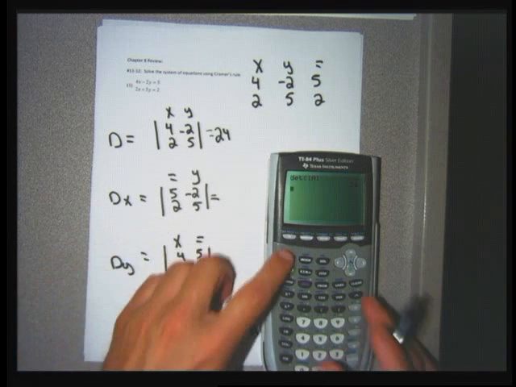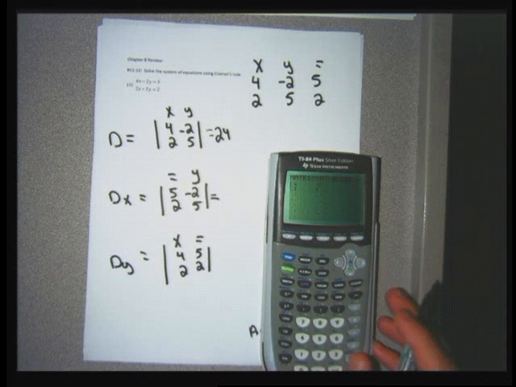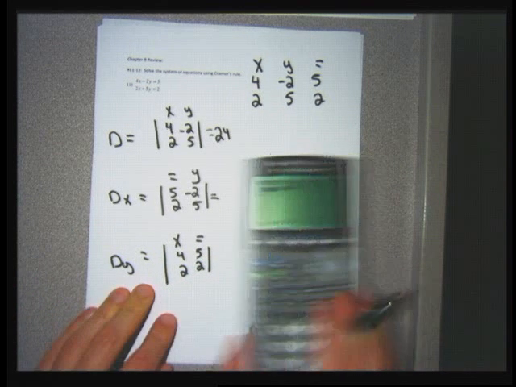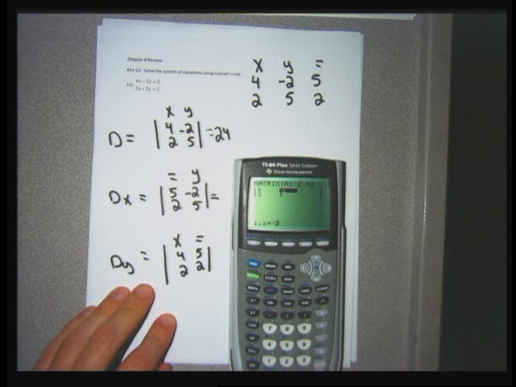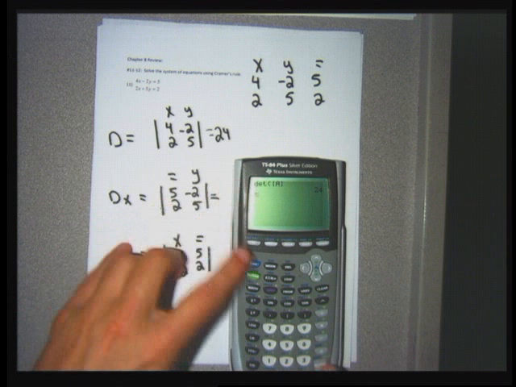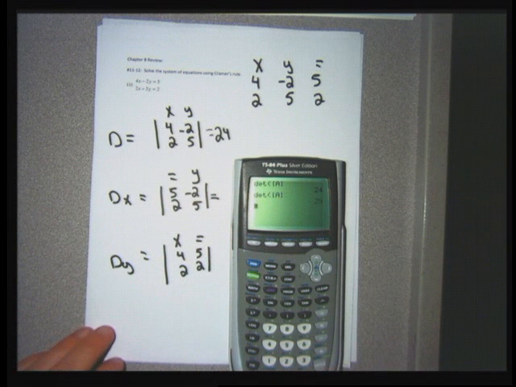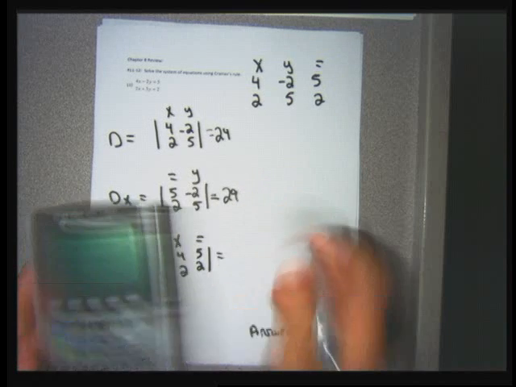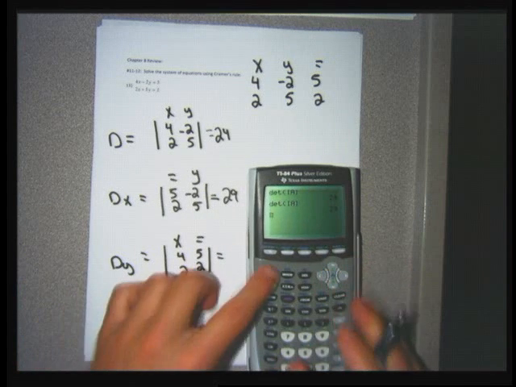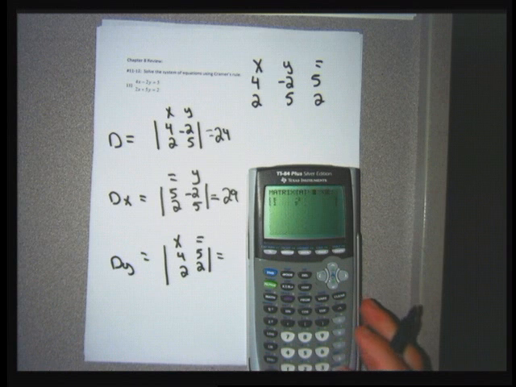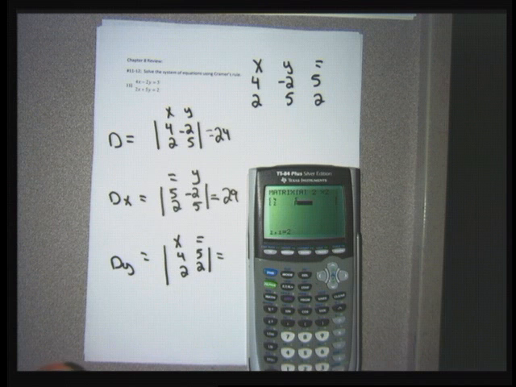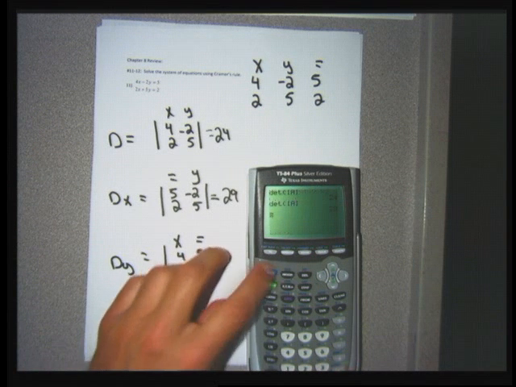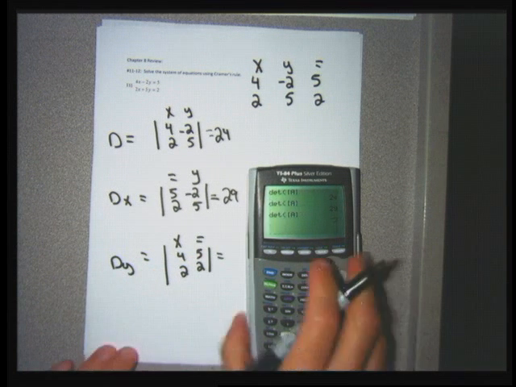Enter the next matrix, second matrix, edit another 2 by 2 matrix. And when I enter this, I go 5, enter, negative 2, enter, 2, enter, 5, enter. Second quit. I just did determinant, so second enter and enter. This determinant is 29. And then my last determinant, the D sub y, second matrix, edit. I go 4, enter, 5, enter, 2, enter, 2, enter. Second quit, second enter, and that comes out to be negative 2.